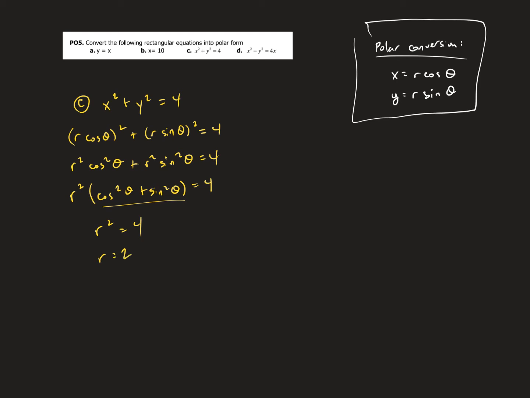So essentially this is going to be a graph where the distance to the origin is always 2. In other words, it's a circle centered at the origin of radius 2, which, if you remember stuff from earlier classes, is exactly what that is.